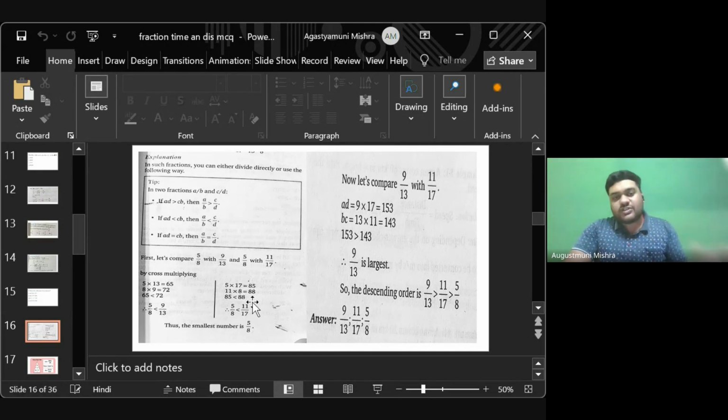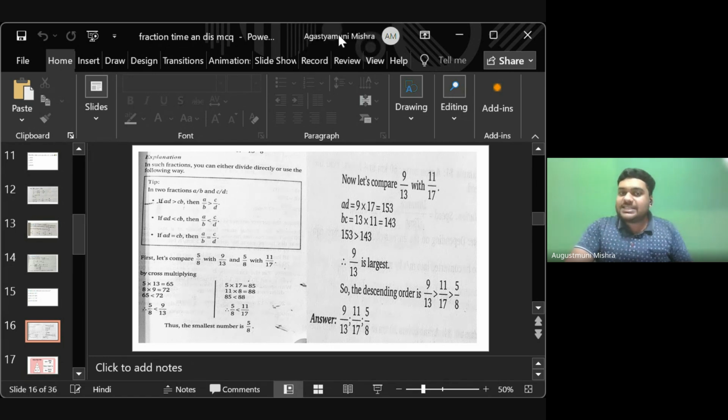Now another method I am going to tell you. In both cases, you will observe that 5 by 8 is the smaller number. Then separately you compare it with 9 by 13 and 11 by 17. Again, you cross multiply both numbers. This time you get 153, which is greater than 143. So 9 by 13 is the larger one. When you see this is the smaller and this is the larger one, the mid will be 11 by 17.